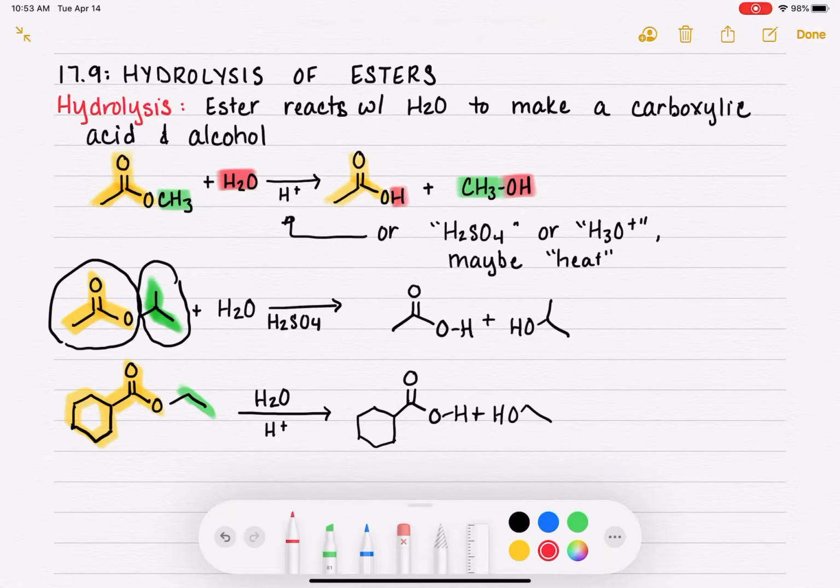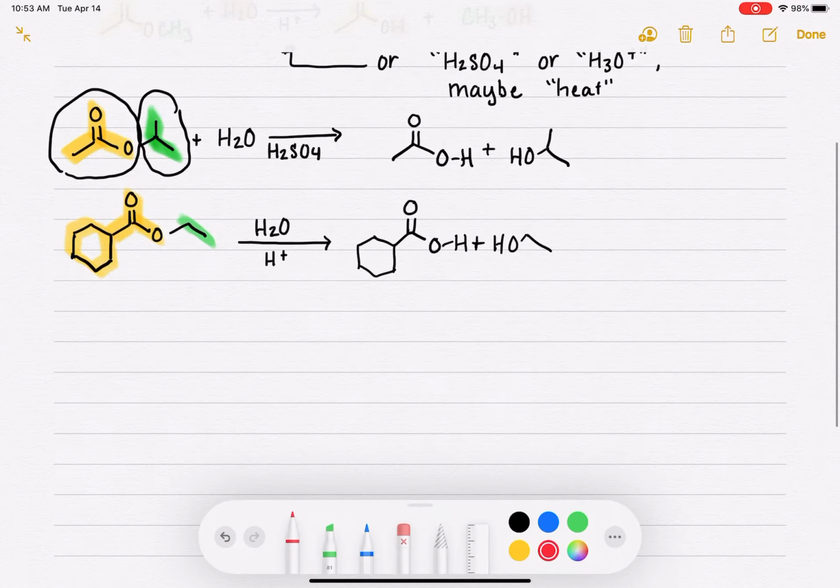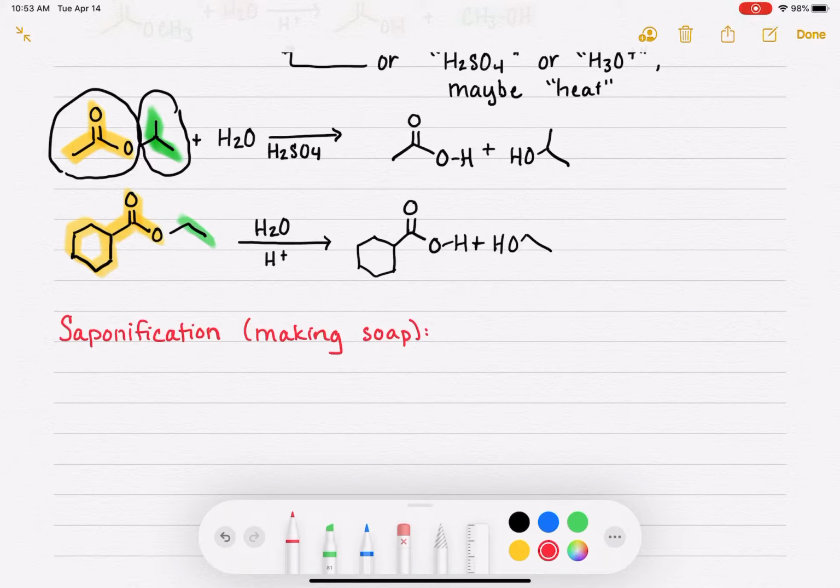The second reaction that we're going to learn in section 17.9 is called saponification, which is a fancy way of saying making soap. So this is going to be the second time that we've talked about making soap. But this still isn't the time that we're going to talk about making soap. This is just still a warm-up of making soap.